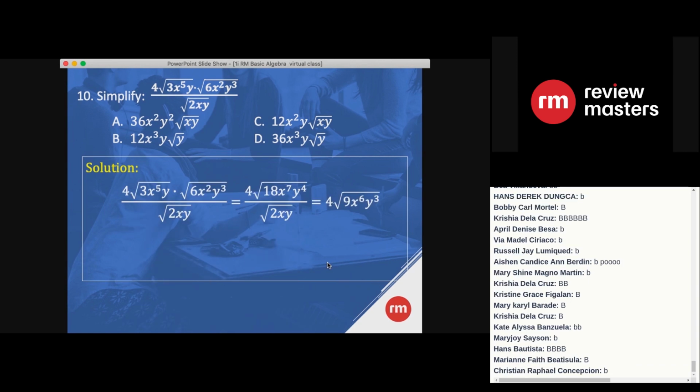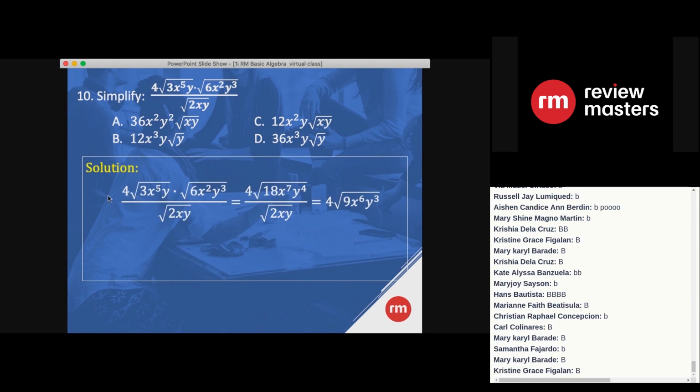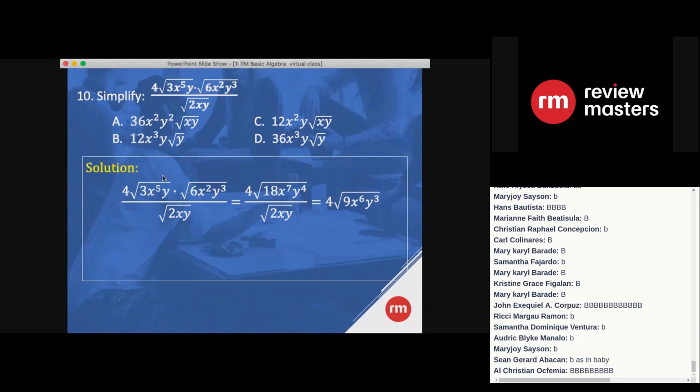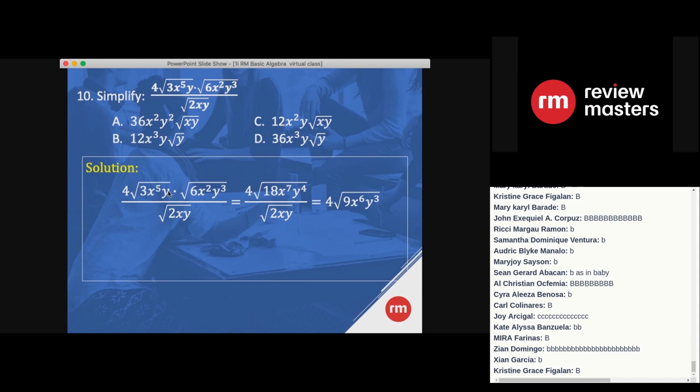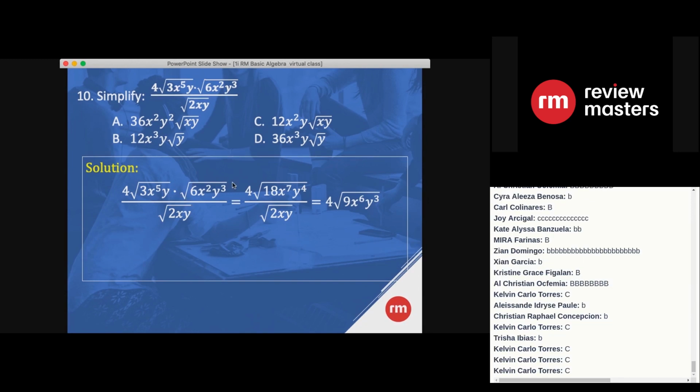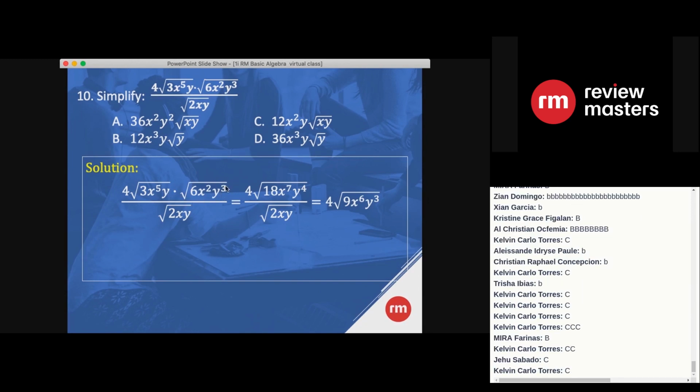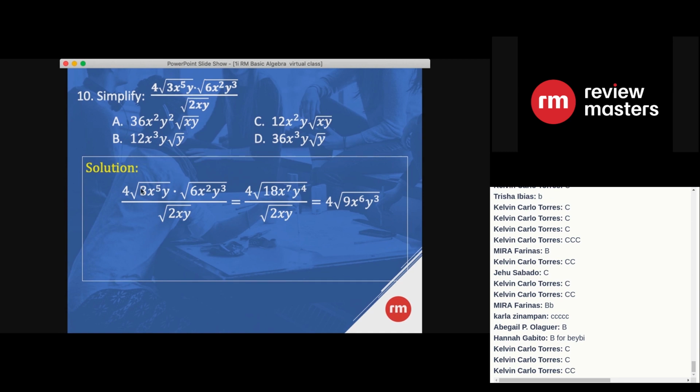So what do we do now? So this is the given. The fourth root of 4 times the square root of 3x squared, x to the fifth y, times the square root of 6x squared y cubed all over the square root of 2xy. So here, it's 4. Nakahiwalay siya. Since they have the same index 2, no? Kasi square root siya pareho, pwede nating i-multiply ang 3 times 6, and that will give us 18.